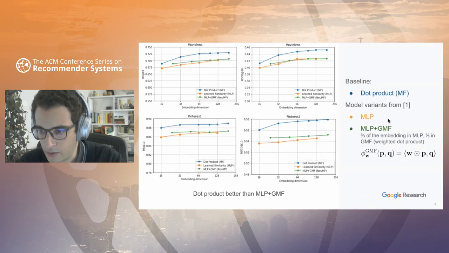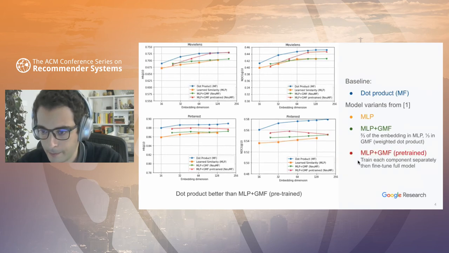Now, there are other variants that were proposed. For example, one variant is to do MLP plus GMF, which is generalized matrix factorization. So basically, this combines MLP and dot product, where two-thirds of the embedding is used in the MLP and one-third of the embedding is used in the dot product. So here, it's generalized in the sense that there are weights that are also learned. So this improves upon the previous MLP, but it's still worse than the simple dot product.